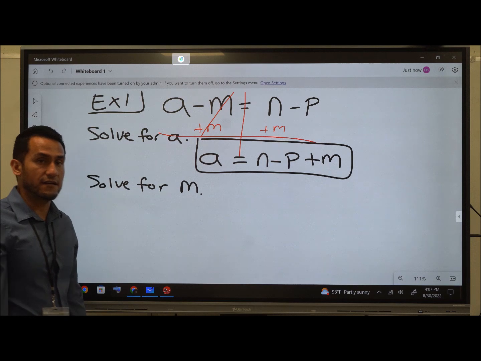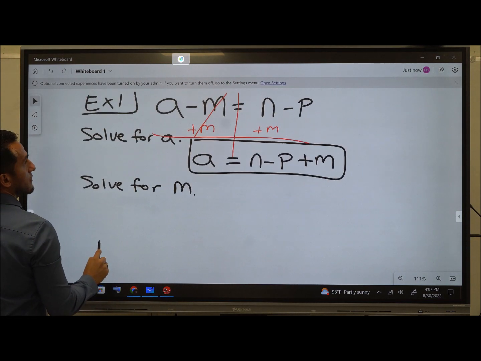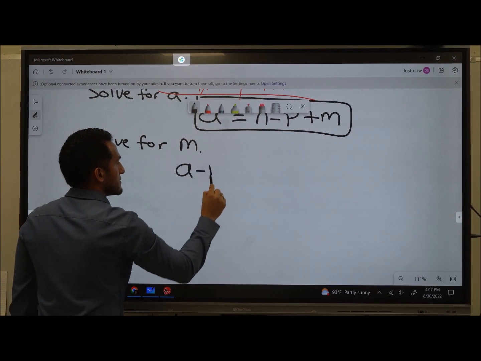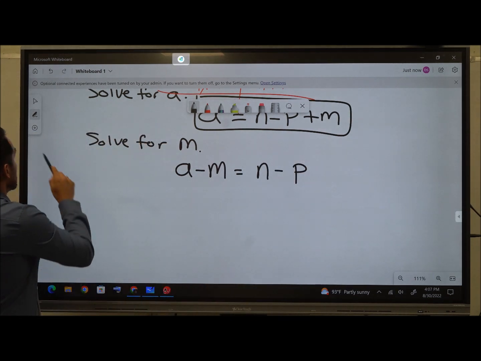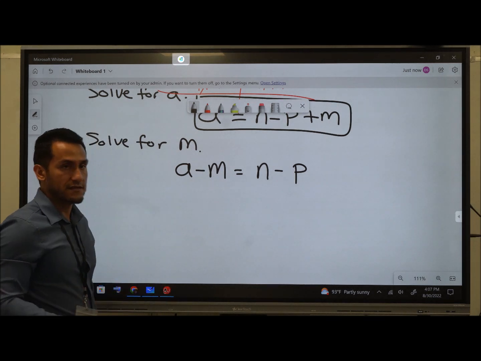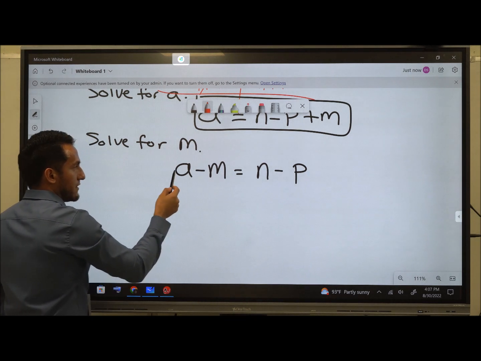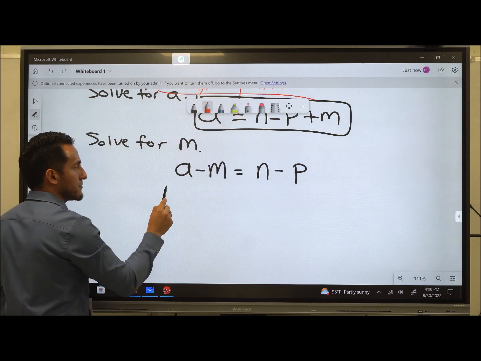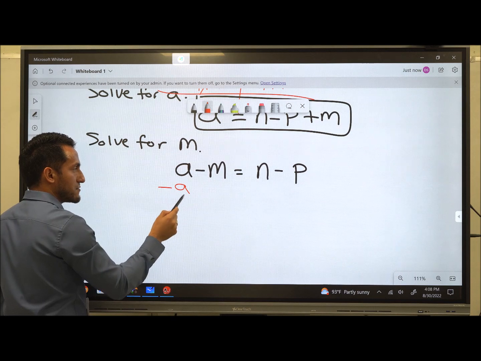For A, now you need to find M. So let's see. We have A minus M equal to N minus P. If we want to isolate the letter M, we want to leave that one by itself, we have to get rid of the A. The A is in front of the M, and the A is a positive A. Since this is a positive, how do we cancel it? We have to do the opposite. We're going to subtract A from here, because A minus A is equal to 0.